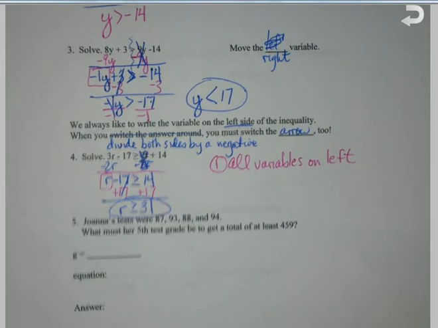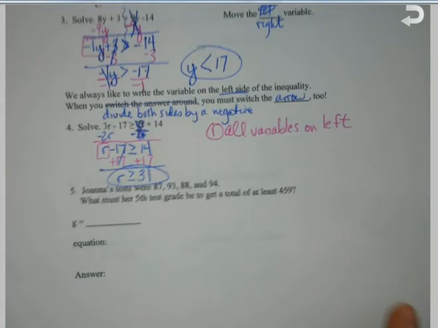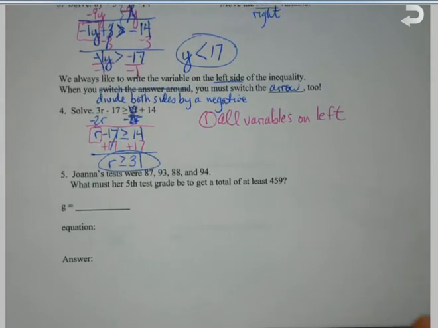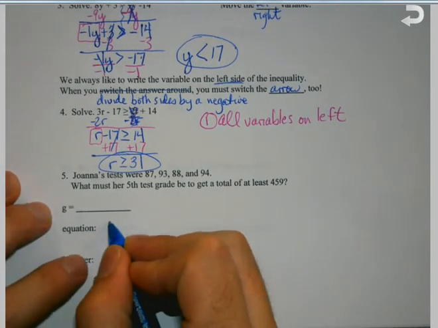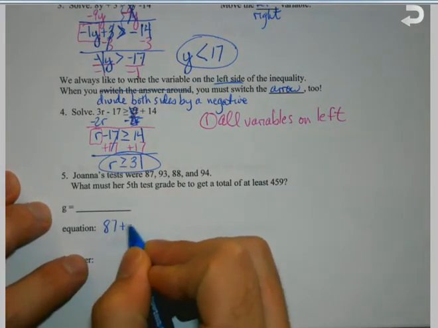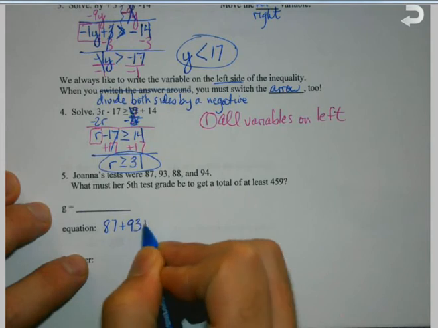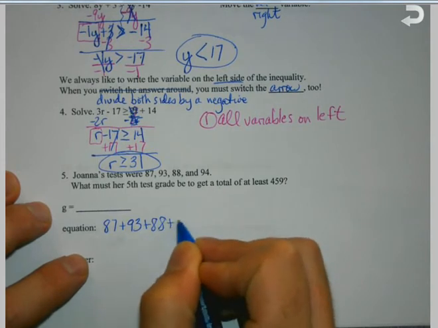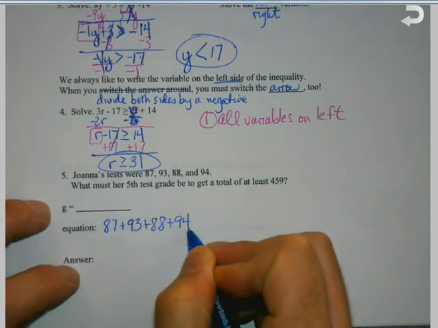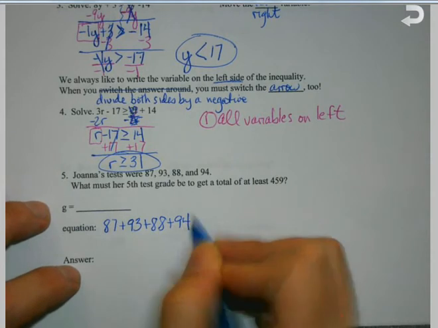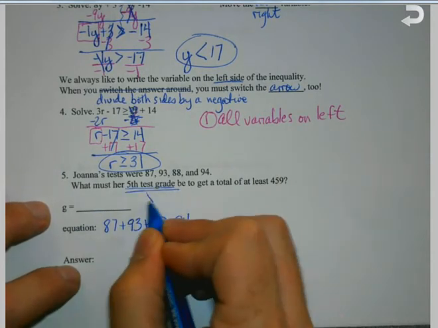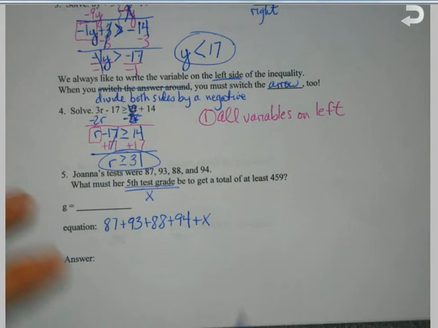And you're like, what's up on this last one? Now it's a word problem? Yes. We get a word problem. Joanna's tests were 87, 93, 88, 94. What must her 5th test grade be to get a total of at least 459? Okay. So let's see. She got 87 and 93 and 88 and 94, but I don't know what she got on her 5th test grade. So I'm just going to use a variable. I'm going to use x because I don't know.